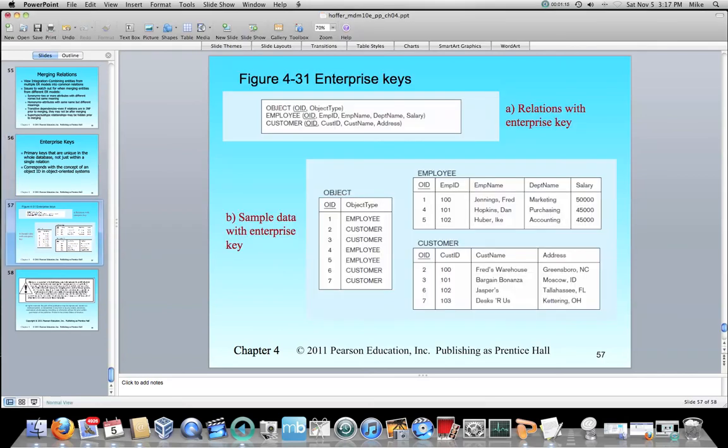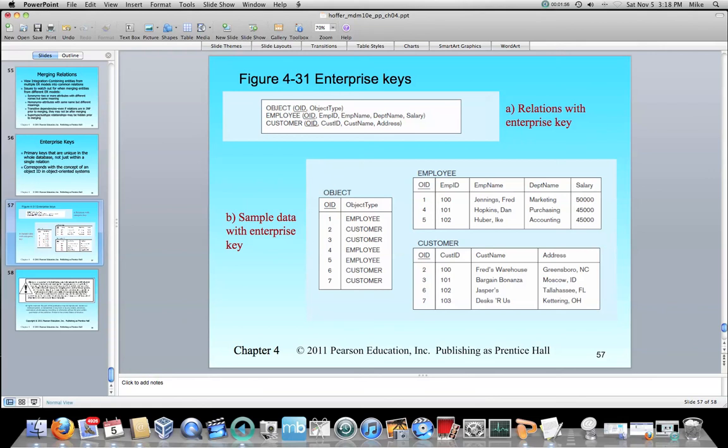So here we've got enterprise keys, and in this case the author is relating it directly to object systems. So here we've got an object relation which keeps track of object types, and then it assigns an object ID, right? And that is going to be the enterprise key. It's going to be unique throughout the entire enterprise. So if we look at our old employee and our old customer relations, they had an emp ID, they had a cust ID. So now here's the problem.